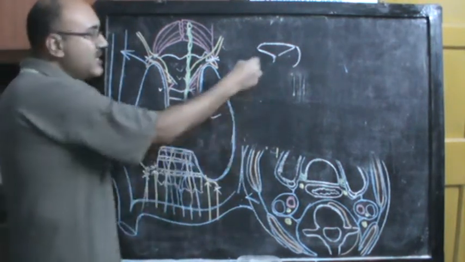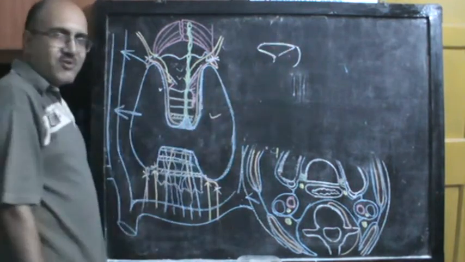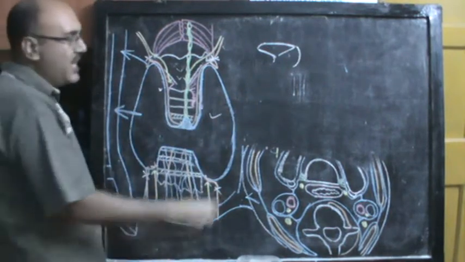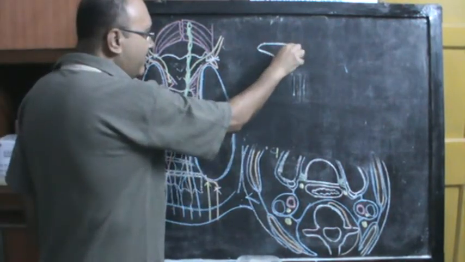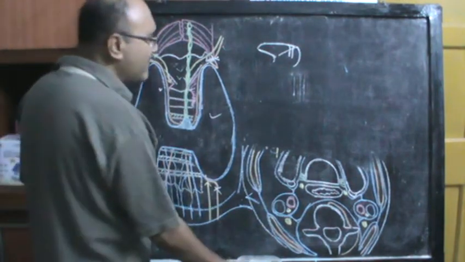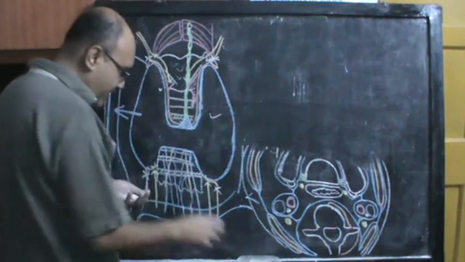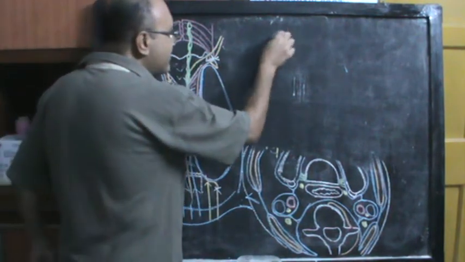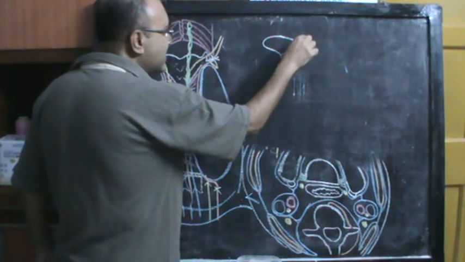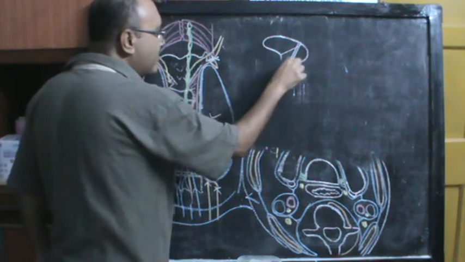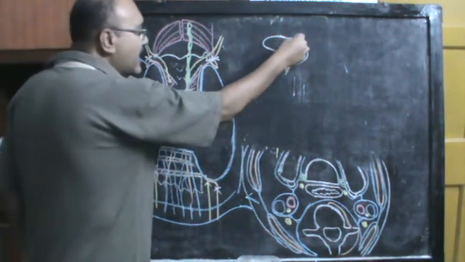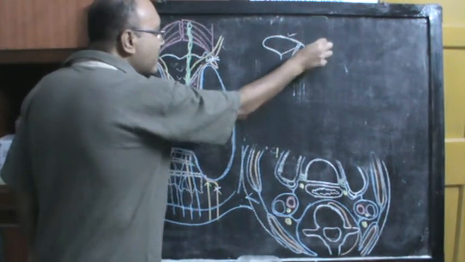So you have the lingual swellings and the tuberculum impar of the first arch, and you have the hypobranchial eminence of the third arch, and between these two you have a depression called the foramen caecum, and from this foramen caecum you have a tube which plunges down. So let us draw it properly like this, and from this junction you have a tube which plunges down, and this tube is called the thyroglossal duct.